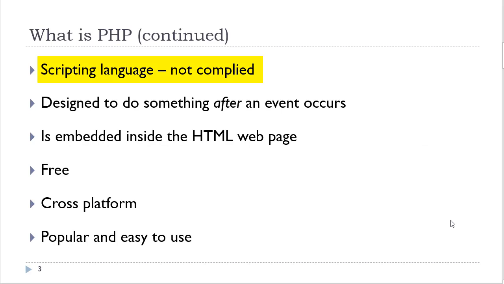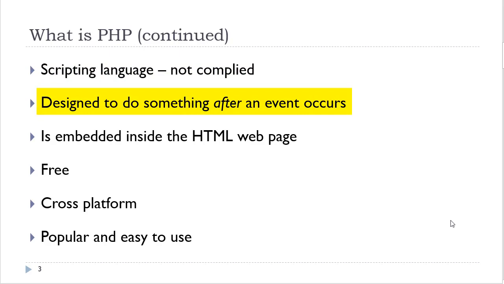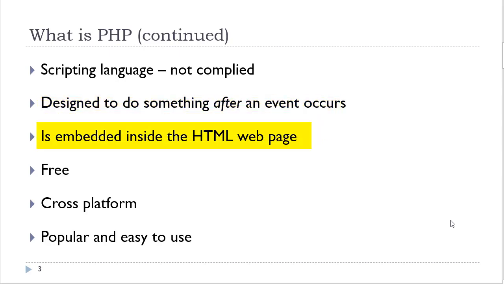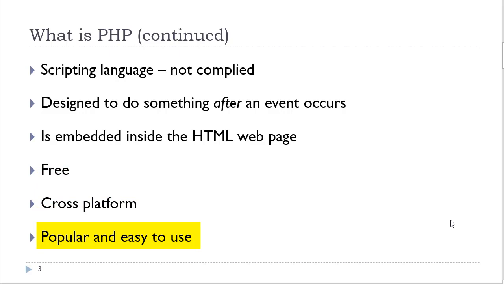PHP is a scripting language. It is not a compiled language such as C or Java. It is designed to do something after an event occurs, such as sending a form to the server. The PHP code is embedded inside the HTML web page. So we have a standard HTML web page to start out with. PHP is free software. It is cross-platform. It is extremely popular and relatively easy to use in comparison to other languages such as Java.